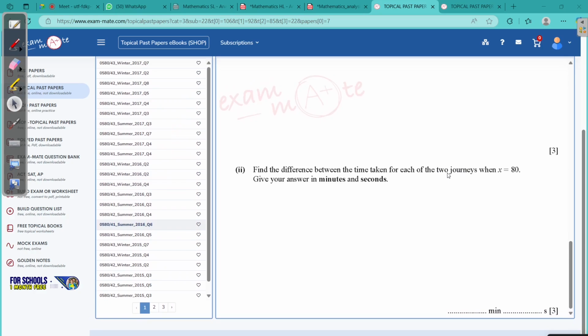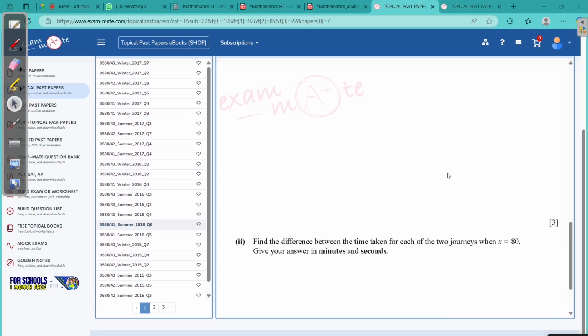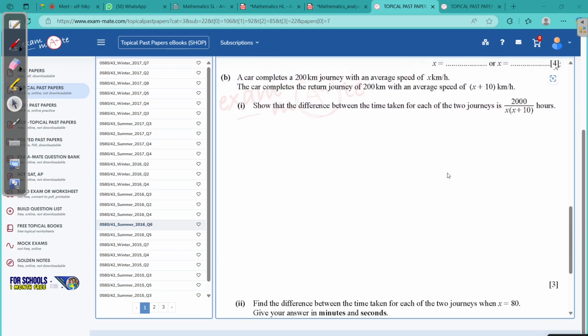Find the difference between the time taken for each of the two journeys when x is equal to 80. This is the second part, the B part of the question, so you can take the information from the first bit also. You know that, then you just plug in your value. So 2000 over 80 times the bracket. Let us see the other question.